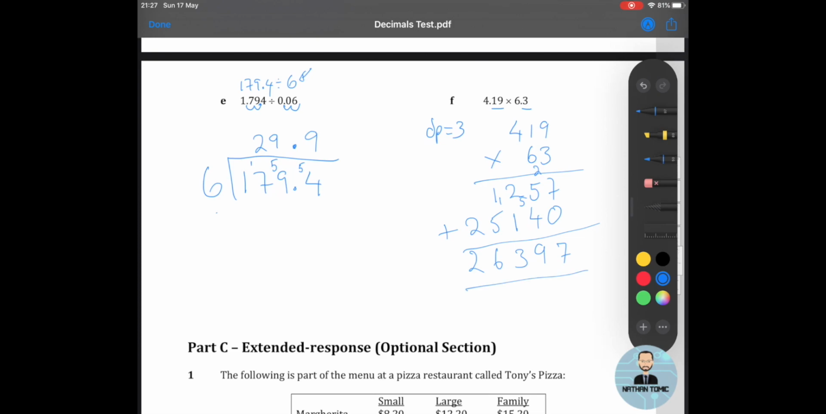So that is the correct answer for this particular equation, but now we have to add back in our 3 decimal points. So our final answer is 26397, but we need 1, 2, 3 decimal numbers. So our decimal point will go here. So we have 26.397.